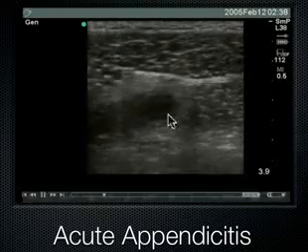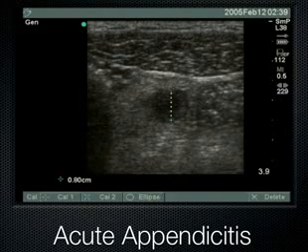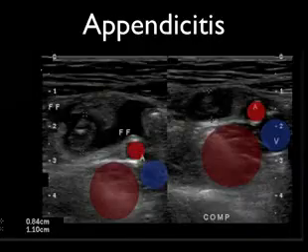We can see this blind-ended tubular structure. We're doing a lot of compression. It's a non-compressible tubular structure in the right lower quadrant. This one's 8 millimeters. So this is kind of the idea.